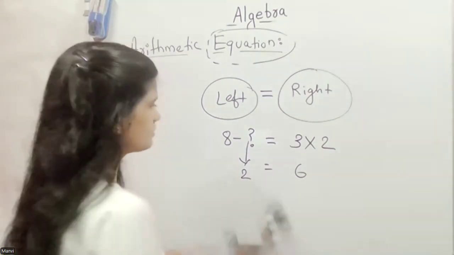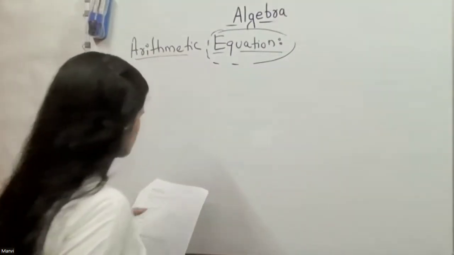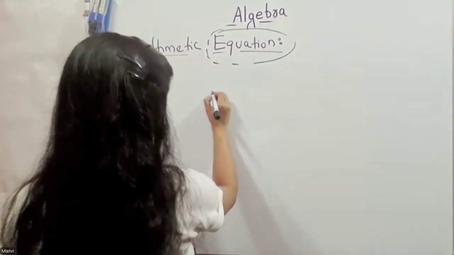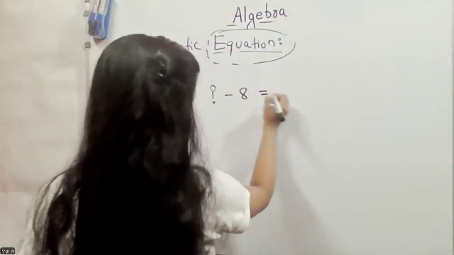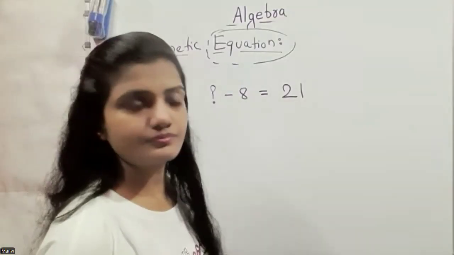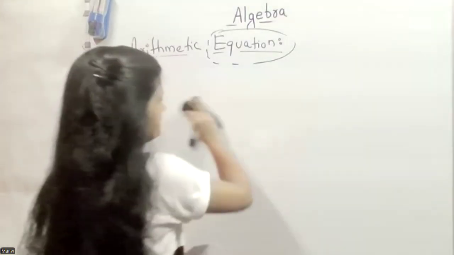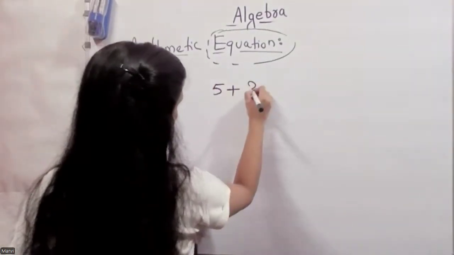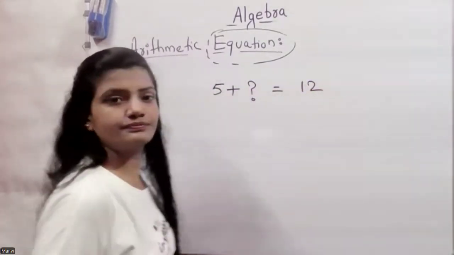Okay. For example, sometimes they give us question like this way also. If they ask in the easier way, so they just say whatever number subtracted with 8, so our answer will be 21. So this looks difficult first. Let me give you some easier one. 5 added with what equals 12? 7.